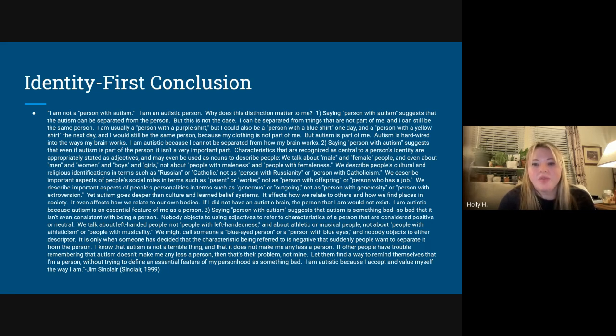We describe people's cultural and religious identifications in terms such as Russian or Catholic, not as person with Russianity or person with Catholicism. We describe important aspects of people's social roles in terms such as parent or worker, not as person with offspring or person who has a job. We describe important aspects of people's personalities in terms such as generous or outgoing, not as person with generosity or person with extroversion. Yet autism goes deeper than culture and learned belief systems.